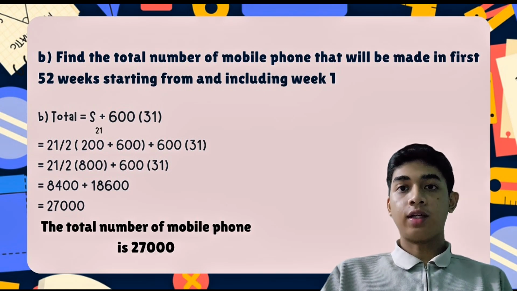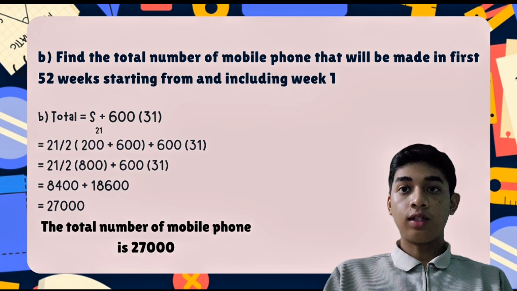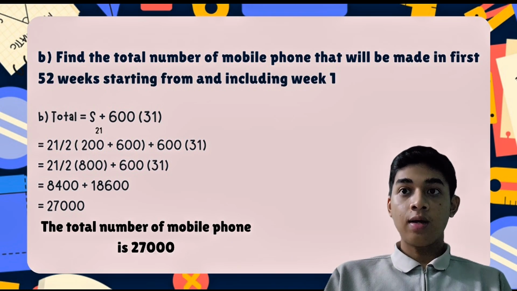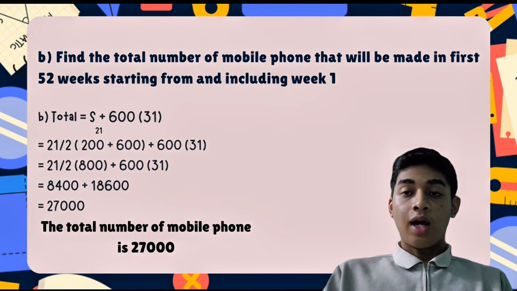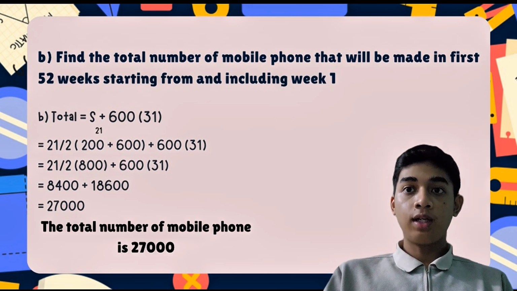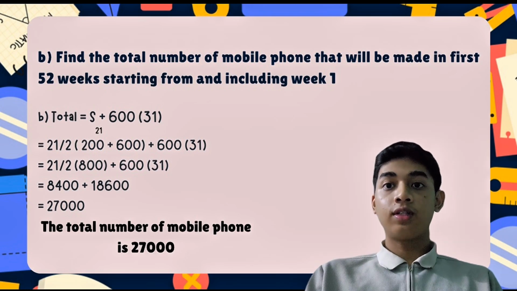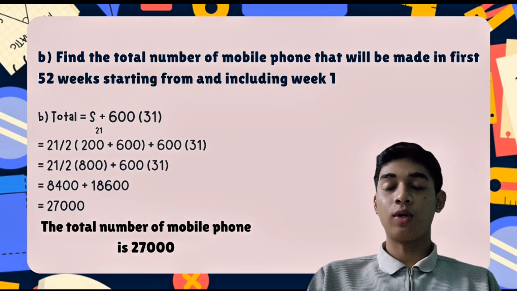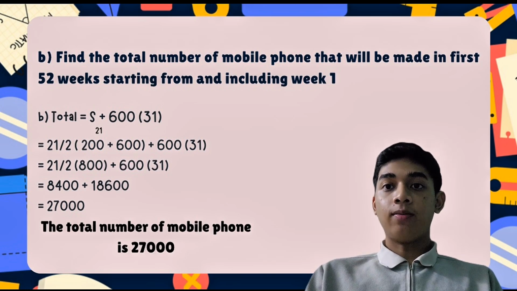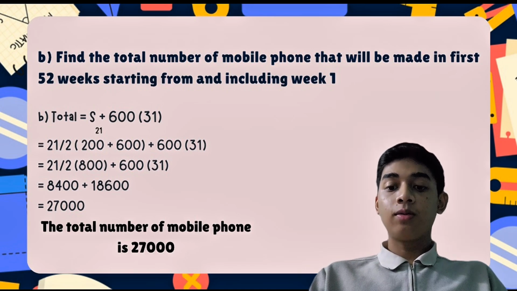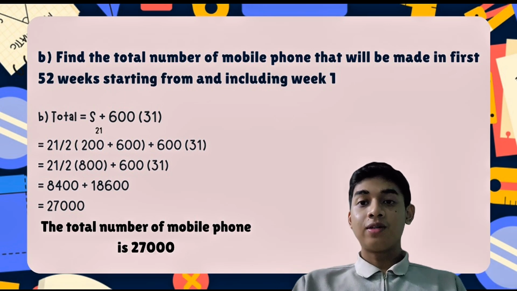So we move to the second question, which is part B. We need to find the total number of mobile phones produced in the first 52 weeks, starting from week 1. We already know that for the first 21 weeks, production increased by 20 each week, forming an arithmetic sequence. After that, from week 22 to week 52, the company produced 600 phones per week. To calculate the total, we split it into two parts. For the first 21 weeks, S equals 21 divided by 2, multiplied by the bracket 200 plus 600, which equals 8,400. Then for the remaining 31 weeks, 600 multiplied by 31 equals 18,600.